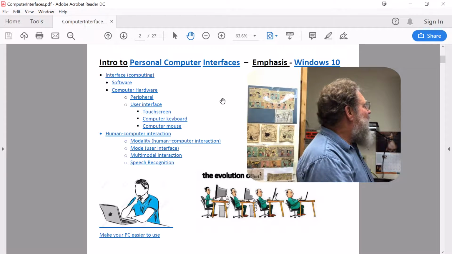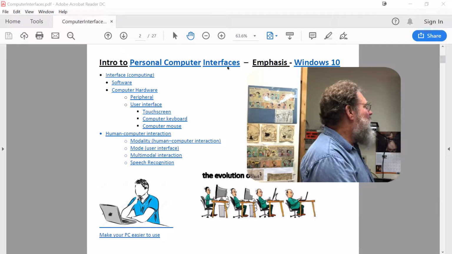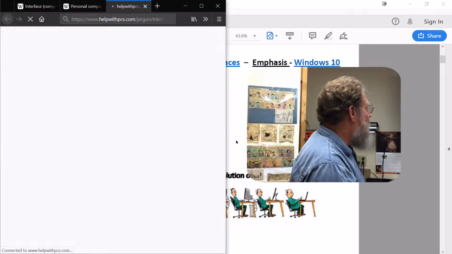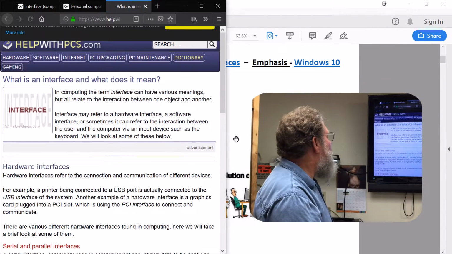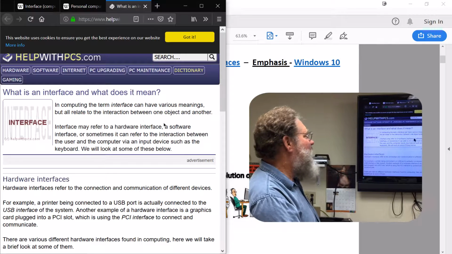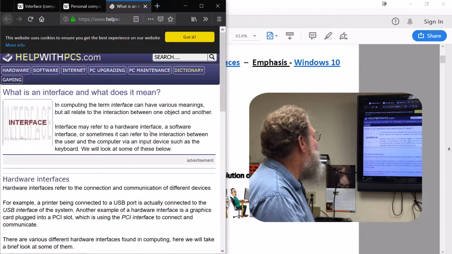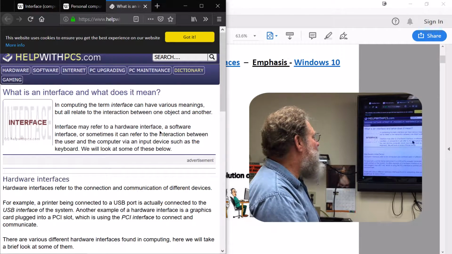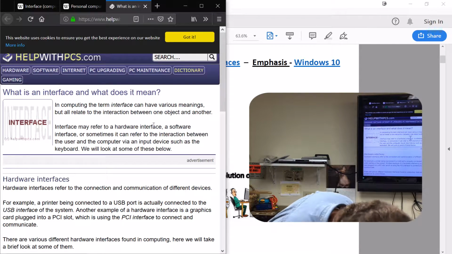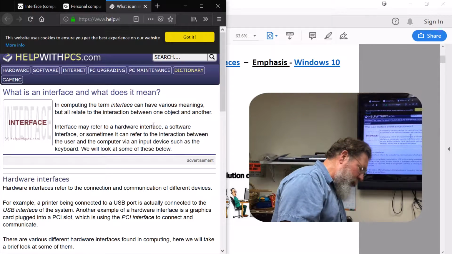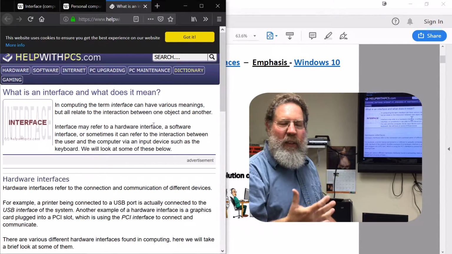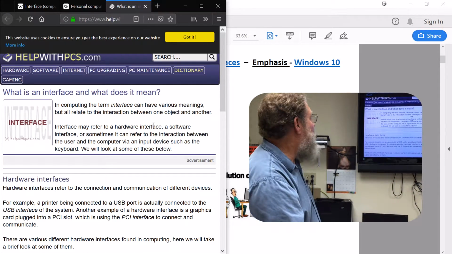But the emphasis today is going to be on interfaces, okay? In computing, the term interface can have various meanings. It can refer to a hardware interface. So what's a hardware interface? Well, we have all these little holes and buttons and things, and we have a monitor. Those are all interfaces. They're basically things that connect us to the computer itself.